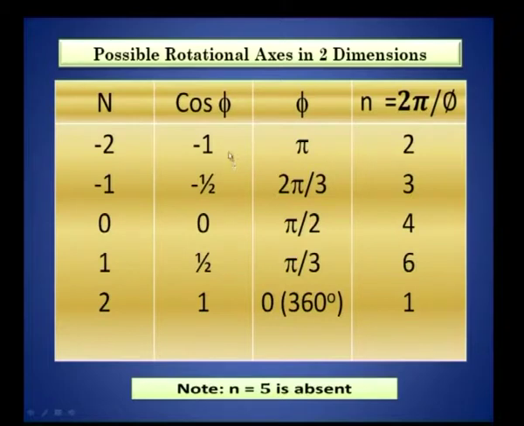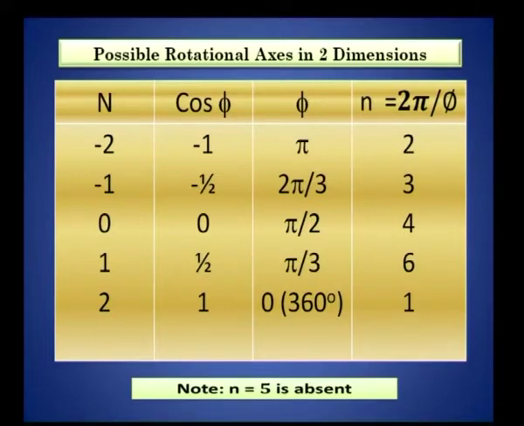Then only will cos phi vary from minus 1 to plus 1. So, obviously, cos phi is n by 2. So, what are the n values? N will be taking values like minus 2, minus 1, 0, 1 and 2. So, that cos phi will vary from plus 1 to minus 1. Cos phi is n by 2. Therefore, the n values are varying from minus 2 to plus 2.